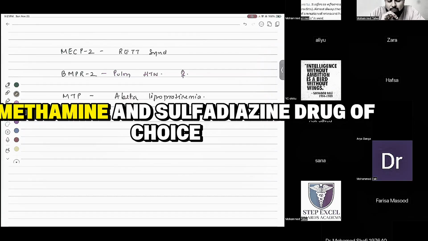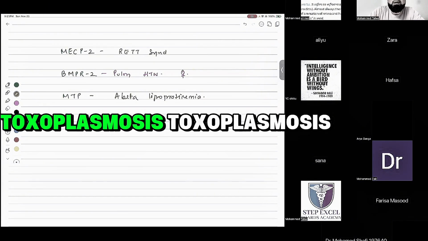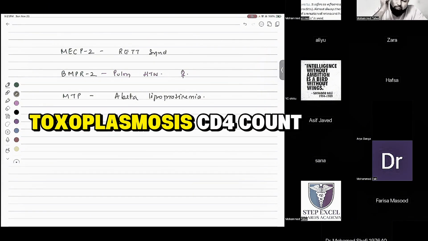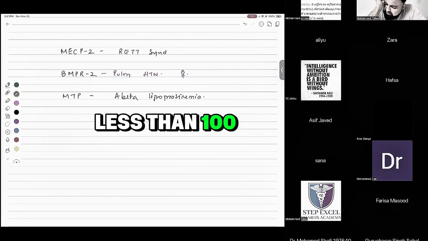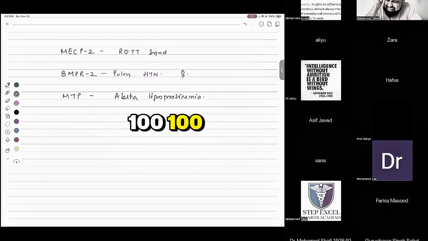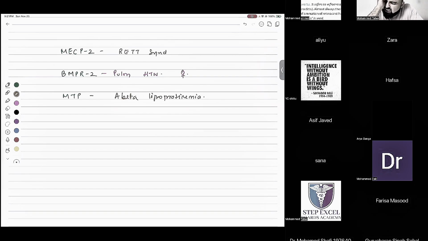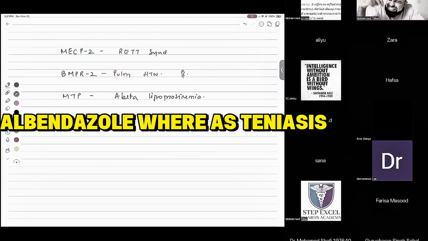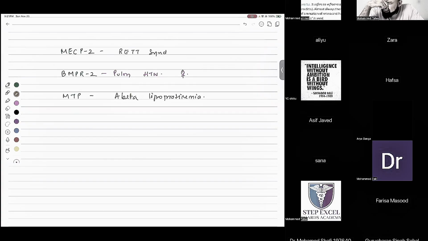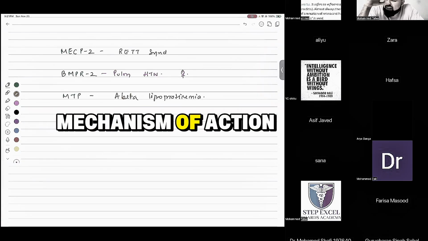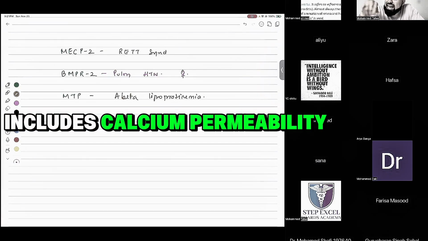Just like that, pyrimethamine and sulfadiazine are the drug of choice for toxoplasma, with CD4 count less than 100. Drug of choice for neurocysticercosis? Albendazole. Whereas for taeniasis, praziquantel. Its mechanism of action: increases calcium permeability.